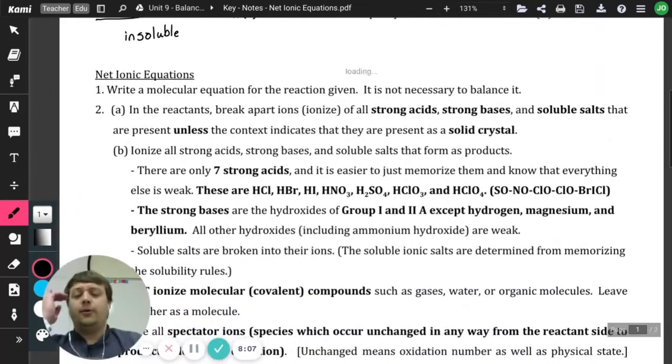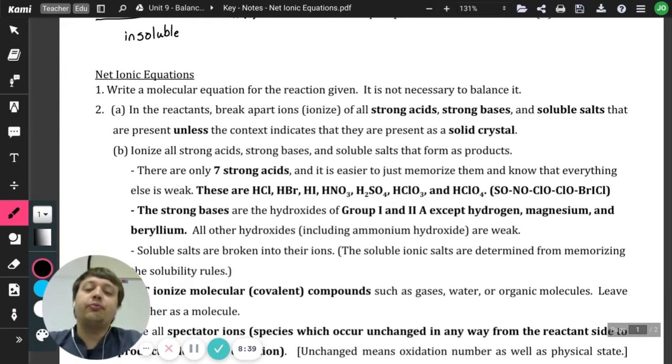So now that I know how to figure out if something is soluble or insoluble, I can start to look at my net ionic equations. So the very first thing that I need to do for a net ionic equation is to write out my formula. Okay, so write out that molecular equation, write out the equation that tells me, okay, I've got sodium plus chlorine and that produces sodium chloride, right? So I'm going to be writing out my molecular equation. It doesn't necessarily need to be balanced to do my net ionics.